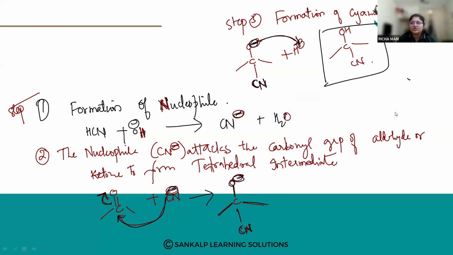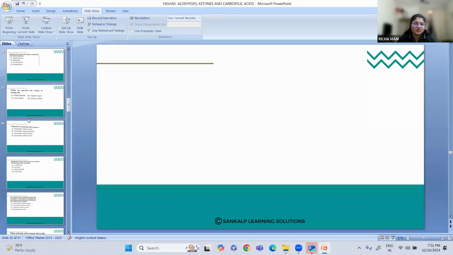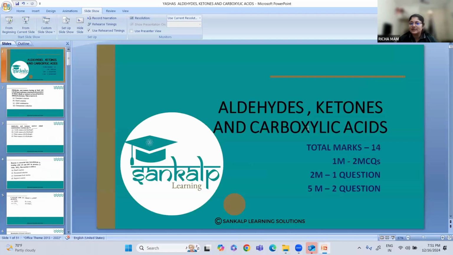So these were some of the questions from the chapter aldehydes, ketones and carboxylic acids. As we have discussed in our previous sessions also, this particular chapter from chemistry is for 14 marks. We have seen the 1 mark question, the MCQ, then the 2 mark question and the 3 mark question. A 5 mark question is not directly asked, but it can be asked. For the 5 mark question, we have covered 2 plus 2 plus 1 and also 2 plus 3. So all the questions are covered.